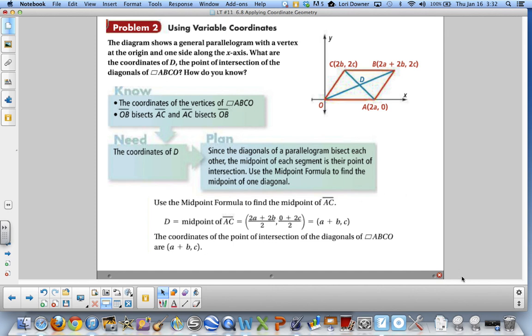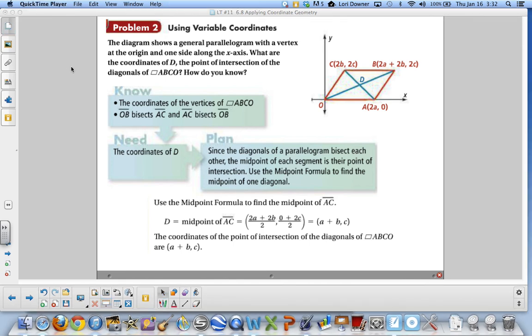That's going to be the end of this movie. Answer the question, and that is the end of this learning target.